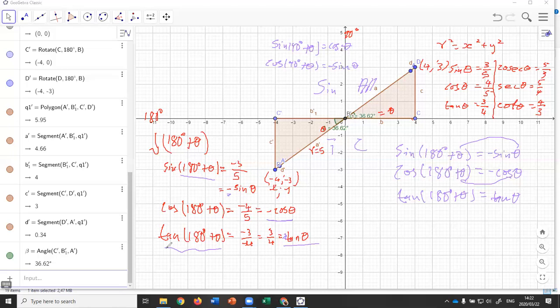The idea is the same. So for the next sections, 180 minus theta, 360 plus theta, and 360 minus theta, we're going to have some fun, because I trust that at this point you now have an idea of how these things work.